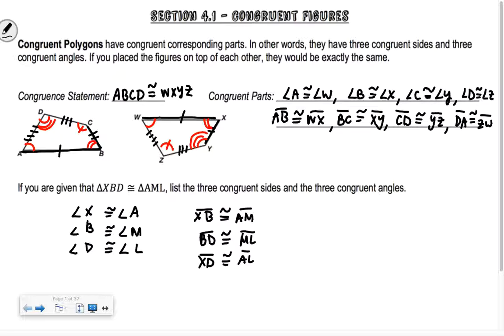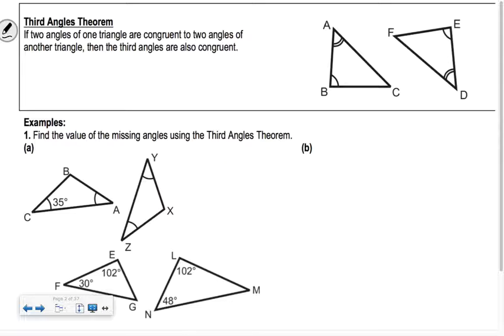It's pretty straightforward. All right, so the third angles theorem, this is a pretty obvious one in geometry, but if you have two angles in one triangle that are congruent to two angles in another, so if this was like 80 degrees and this was 30 degrees, and I knew this one was 80 degrees and 30 degrees, what do you think is true about that third angle? Yeah, they have to be the same. Doesn't that make sense? If you had 80 and 30, that's a total of 110, so that last one has to be 70 degrees.